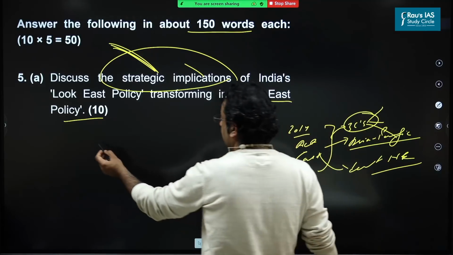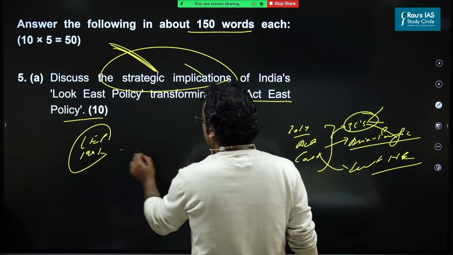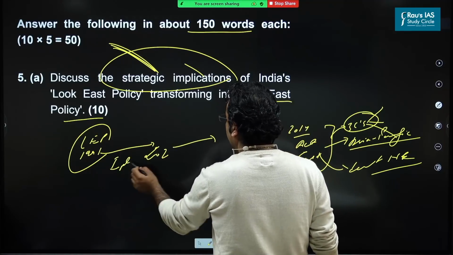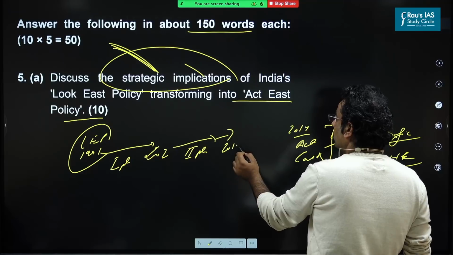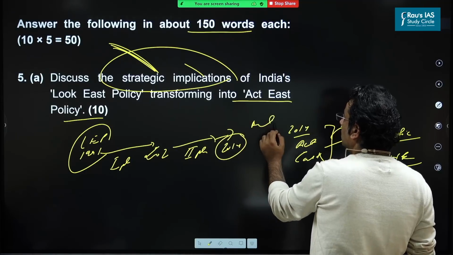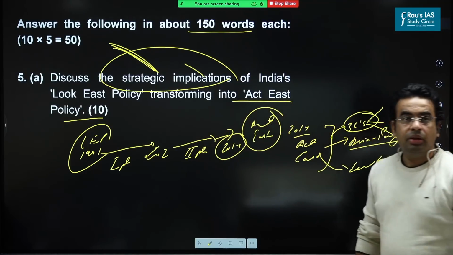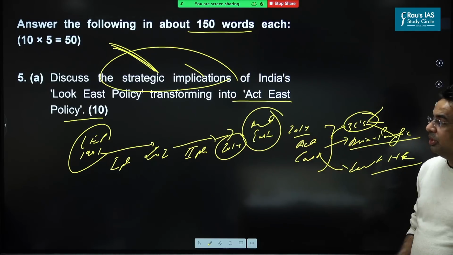Strategic implication. First thing, we announced Look East in 1991, and Look East has evolved in phases. 2002 is seen as the first phase, 2002 onwards is seen as the second phase, till 2014, and 2014 onwards is Act East, or the third phase of Look East. So what is the strategic implication of Look East transforming into Act East?